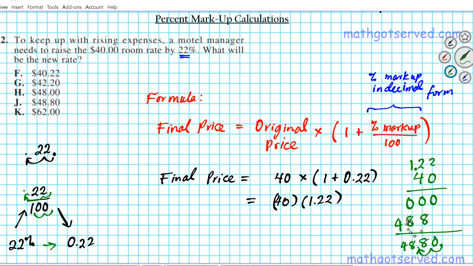Remember, you can always use your calculator to carry out the arithmetic computations if you don't feel comfortable multiplying numbers by hand. Okay, so your answer is 48.8. This is the amount. This will be the new rate after the 22% hike or markup has been applied. So the answer to number 2 is option letter.